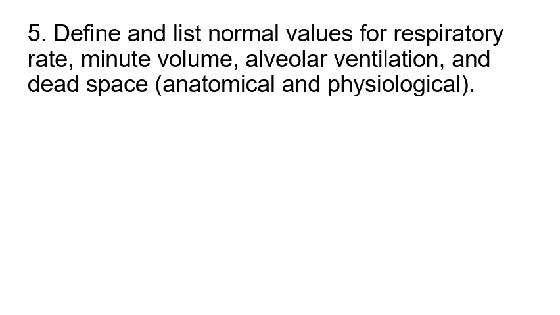And then define and list normal values for respiratory rate, minute volume, alveolar ventilation, and dead space, just to make sure we all have the same equations. Respiratory rate is just the number of breaths per minute. And this you would just observe the patient and count their breaths in order to measure this. The normal rate is about 12 breaths per minute.